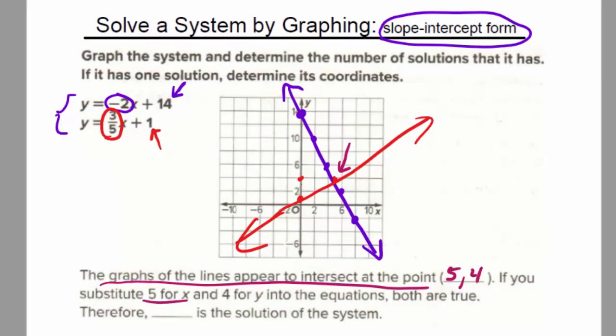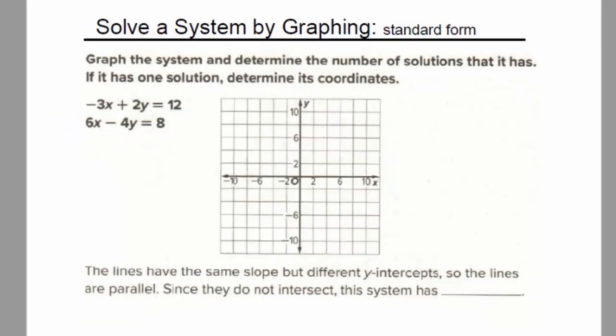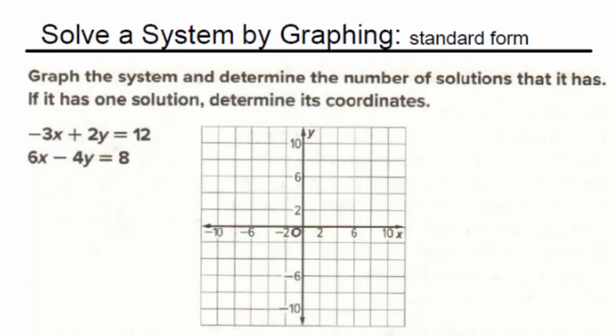So if you substitute 5 in for x and 4 in for y, it makes both equations true. Therefore, 5, 4 is the solution to the system. The next example is asking us to do the same thing, only it's given to us in standard form. So I have another system over here.